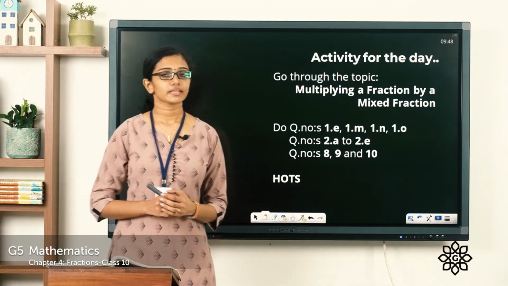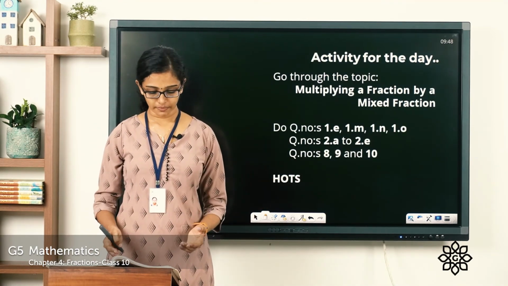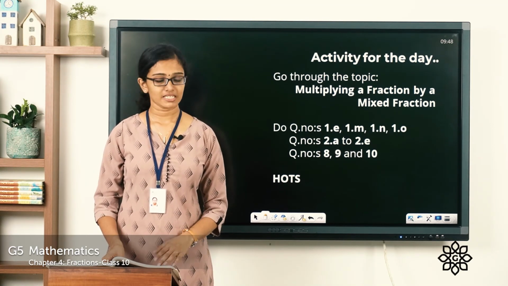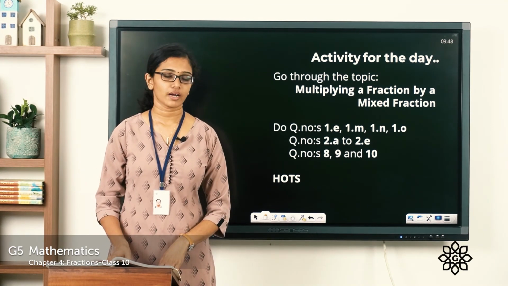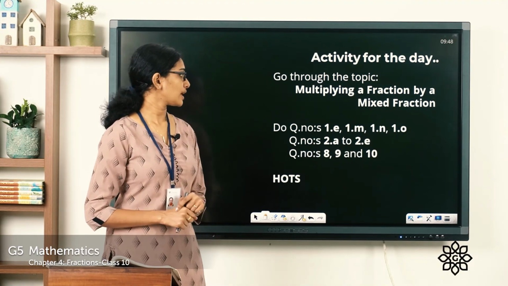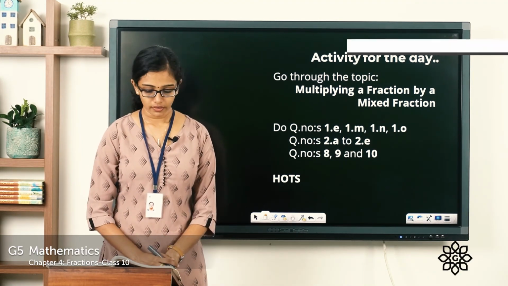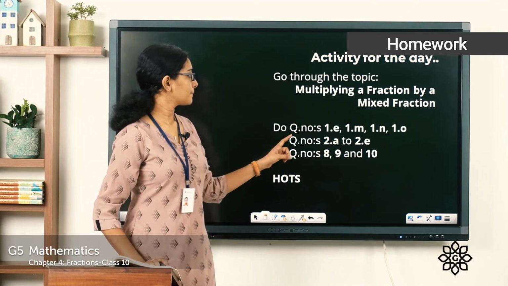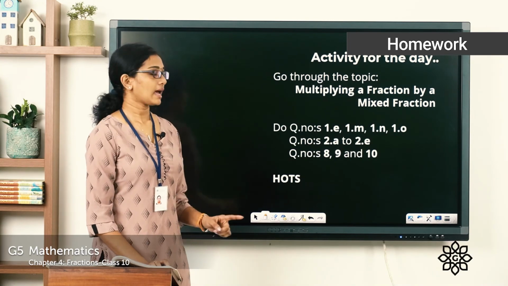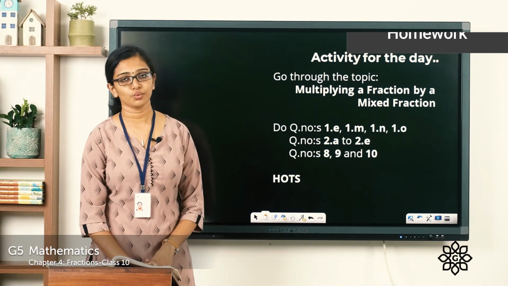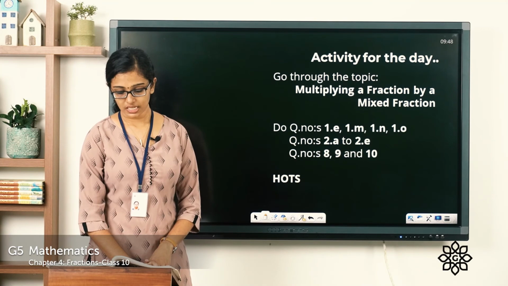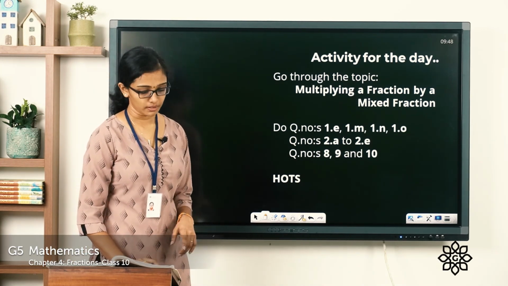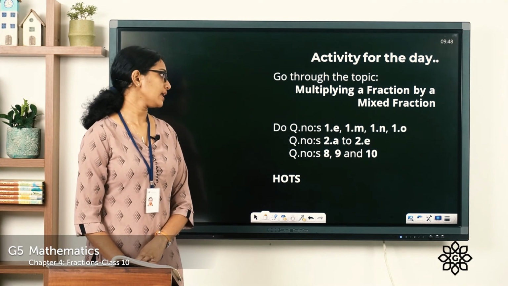I hope you are clear with this topic, but you have to go through the same topic on page number 68 of your textbook. 68 and 69. Multiplying a fraction by a mixed fraction. Then please move on to exercise 4.5 and you have to complete questions 1E, 1M, 1N, 1O and you have to do questions 2A, 2B, 2C, 2D and 2E. Then also the question numbers which are word problems, questions 8, 9 and 10.